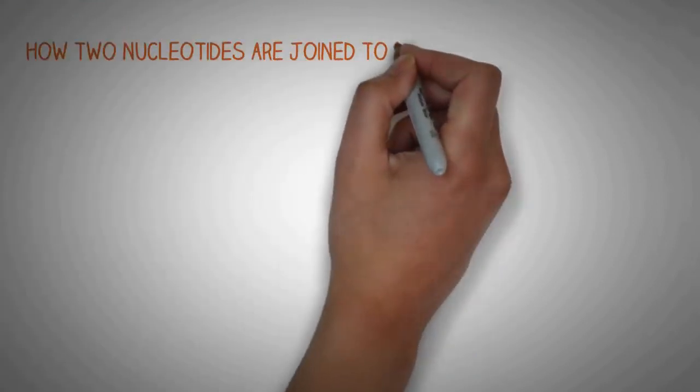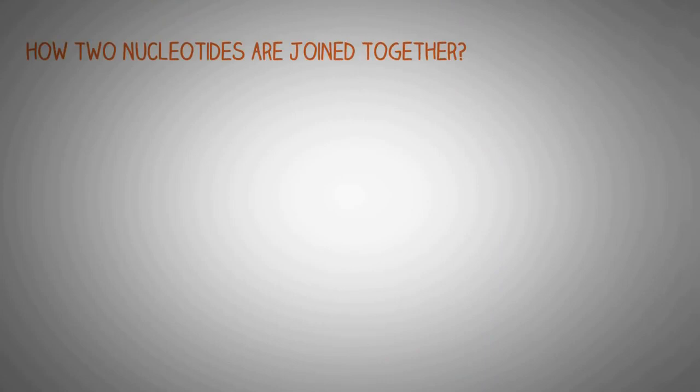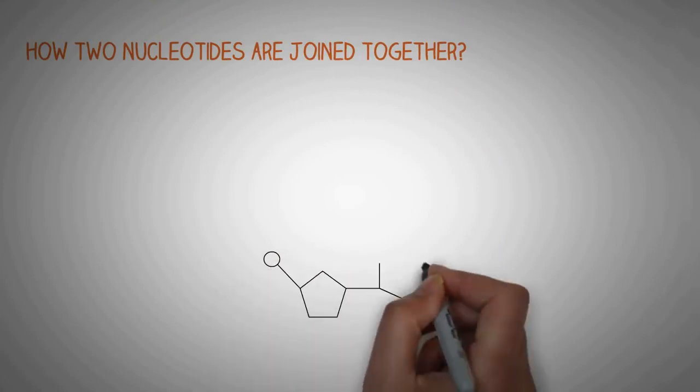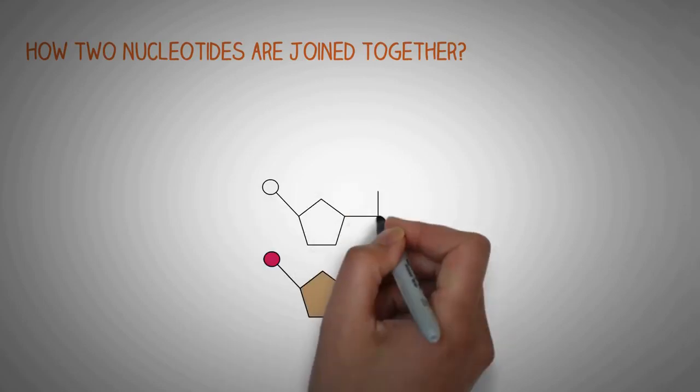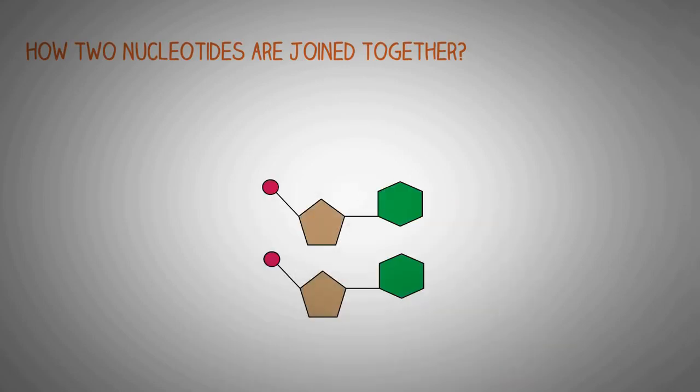Now, to understand the structure in more detail, the next thing you have to understand is how 2 nucleotides are joined together. Basically, we covered this topic in our previous video about nucleic acids, so if you want to learn in more detail, you can refer to that video.